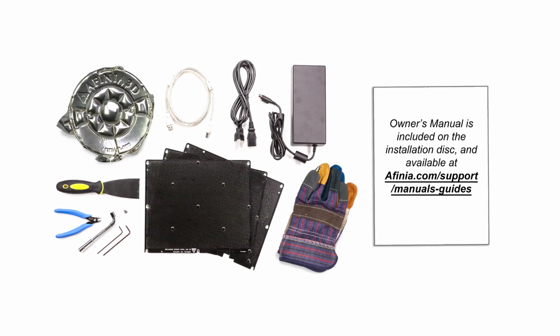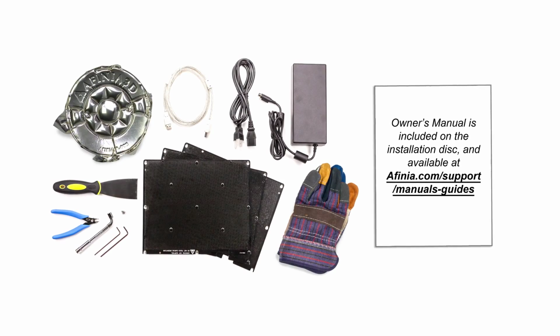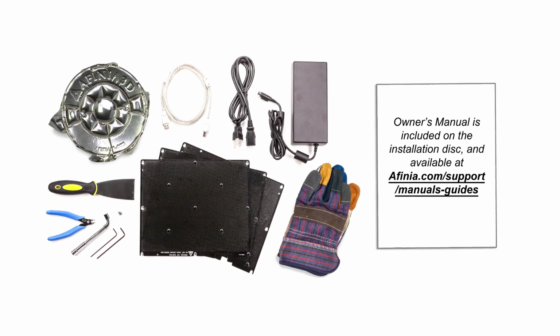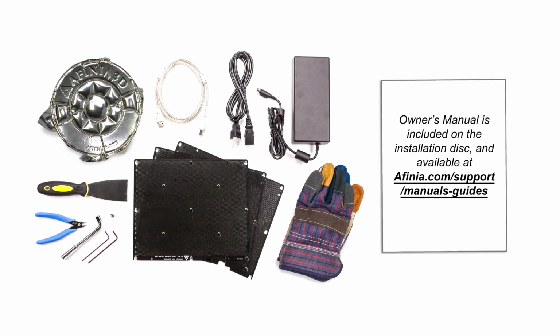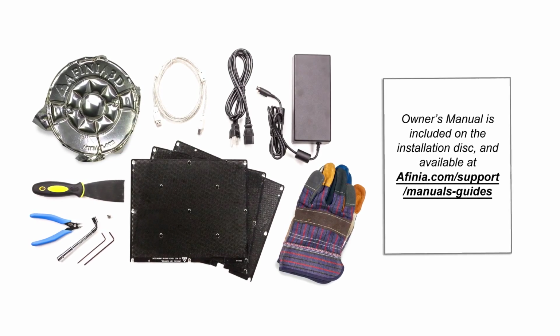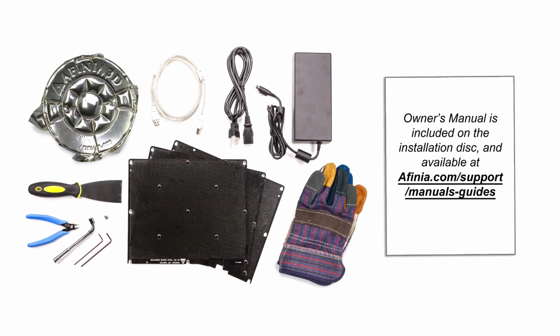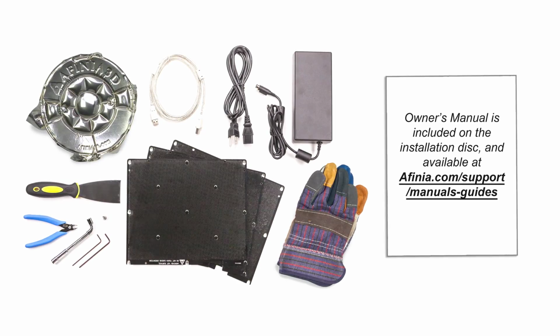Next, check to be sure you received these items: filament, power supply, power cable, USB cable, perf boards, extra nozzle, hex wrenches, putty knife, gloves, snipping pliers, owner's manual, and the quick start guide.